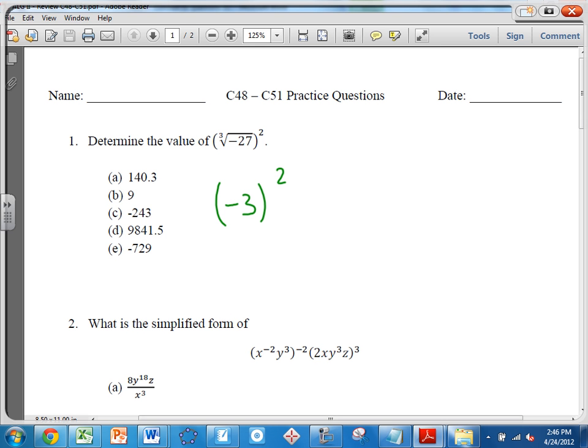Again, because, try it in your calculator if you have to. Negative 3 times negative 3 times negative 3 gives me negative 27. Now what's negative 3 squared? 9, right? So what's the answer? 9. Okay, that's one way to do it. That's how I would do it.